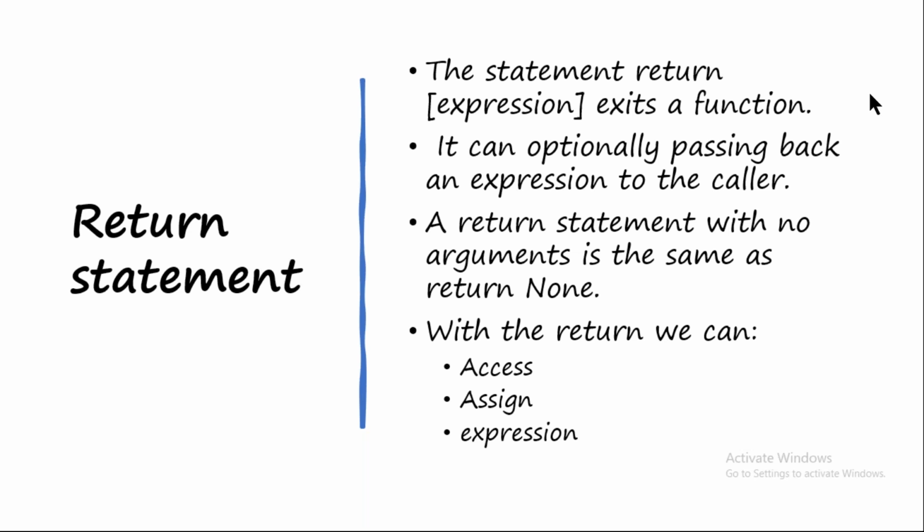And it can optionally be passing back an expression to the caller. So whenever we call the function in the program, it can give some argument over there. And a return statement with no arguments will be returning None. If there is no expression after return, then it will give None as the value. So what can we do with return? We can access the value, we can assign the value to something, or we can use it in an expression.